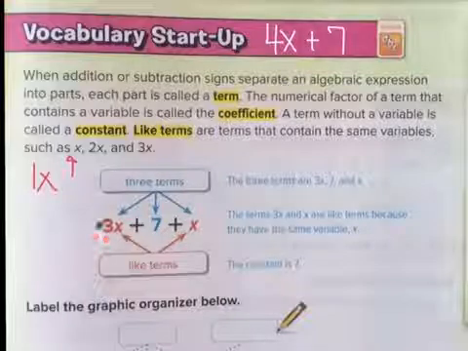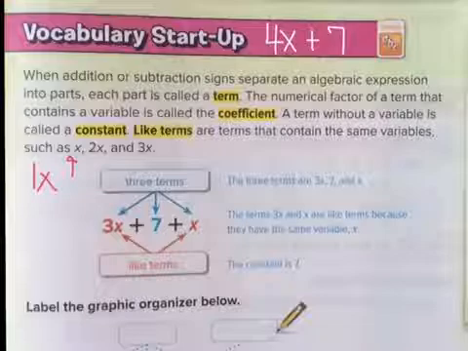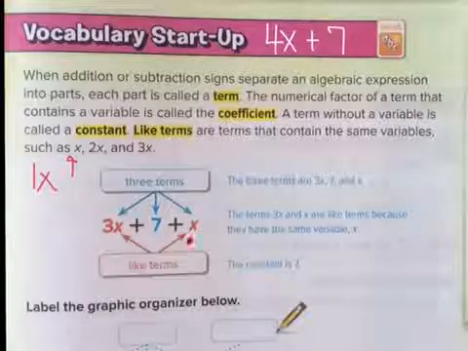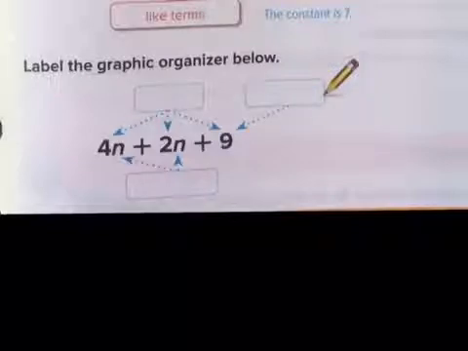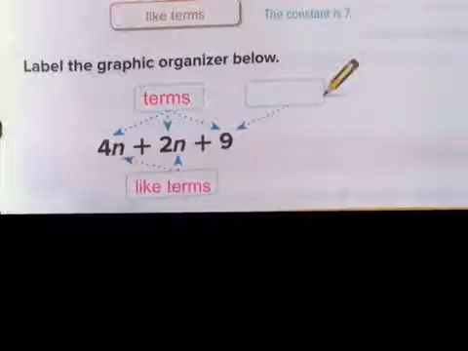And here we go. See, we have how many terms? 1, 2, 3. We have 3 terms. And we have 2 like terms: 3x and 1x, which is simply x. So let's label it. All together, I have 1, 2, and 3 terms, right? And this one and this one are similar because they're both coefficients with the same variable, right? So they are called like terms.